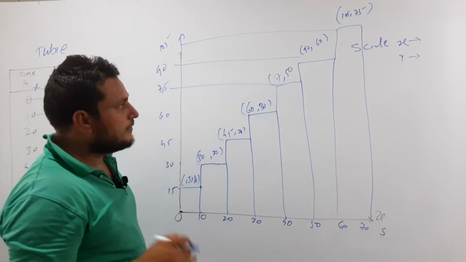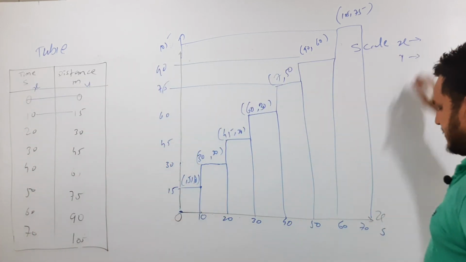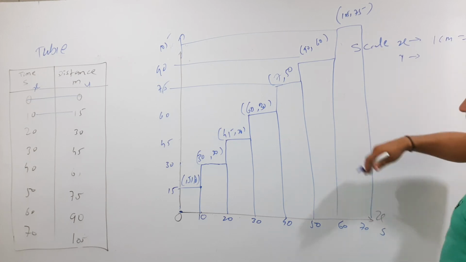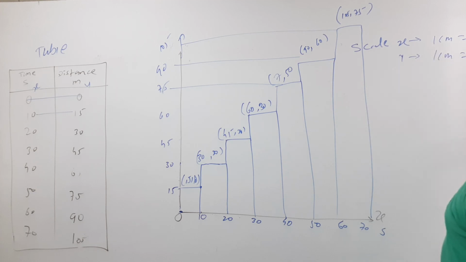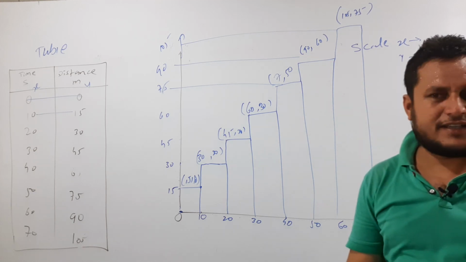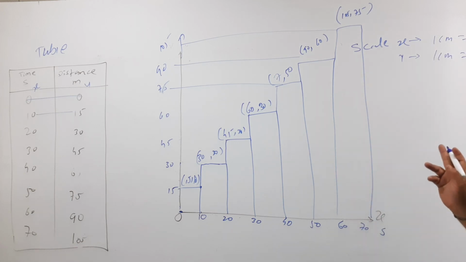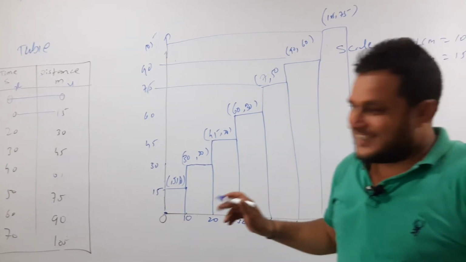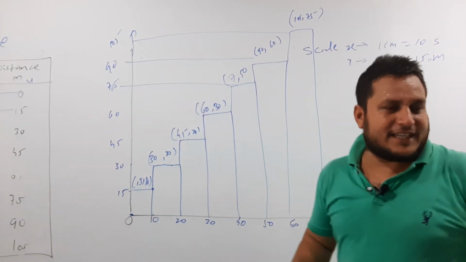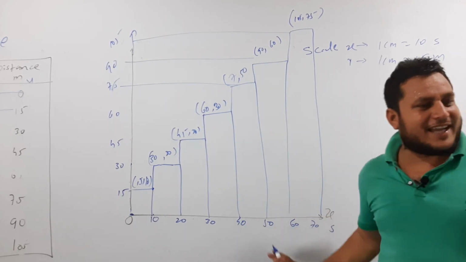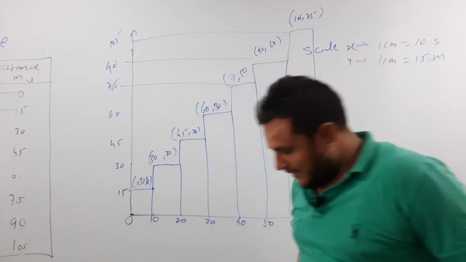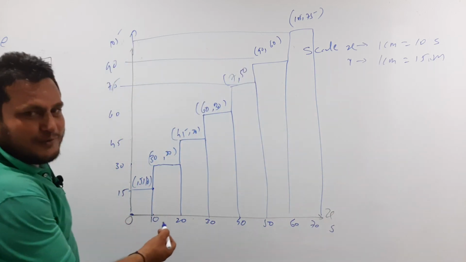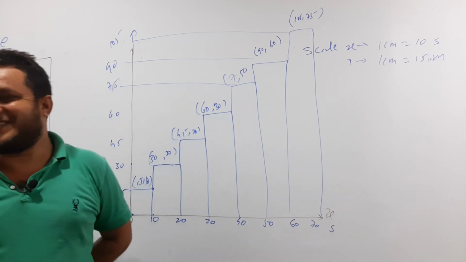Clear? And the scale is: on the x-axis, 1 cm equals 10 seconds, and on the y-axis, 1 cm equals 15 meters. Clear? It's very simple if you observe the table carefully before drawing, then imagine we have two axes, x and y. Then you may easily calculate the numbers which we put at every 1 centimeter.